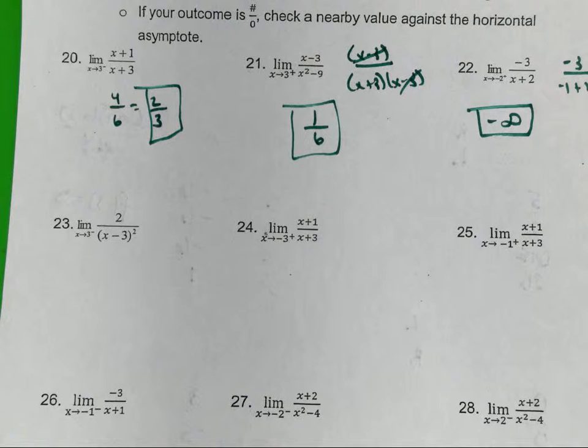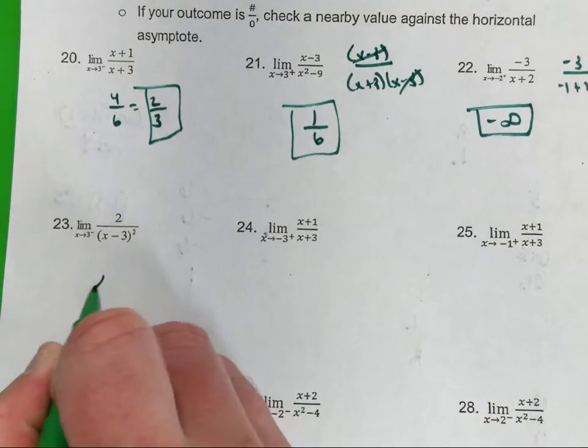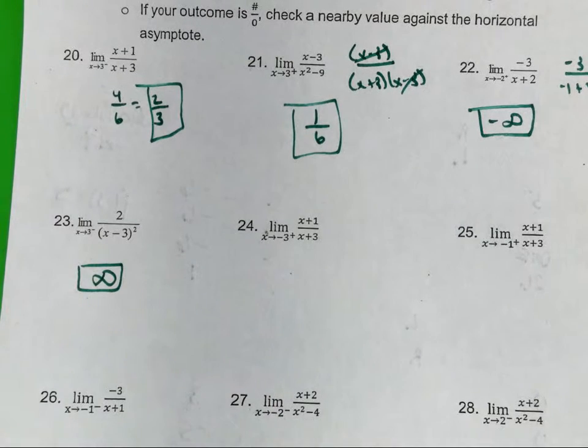I plug 2 in. What's 2 minus 3? Negative 1. What's negative 1 squared? Positive 1. What's 2 divided by 1 going to give you? Positive or negative? So it's going to be going to what infinity? Positive. Left of 3 is 2.